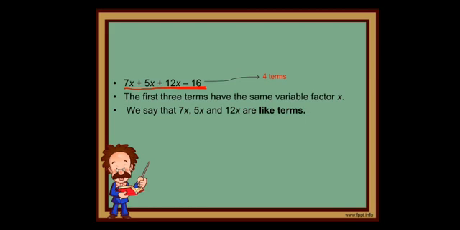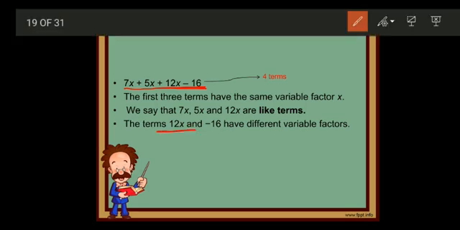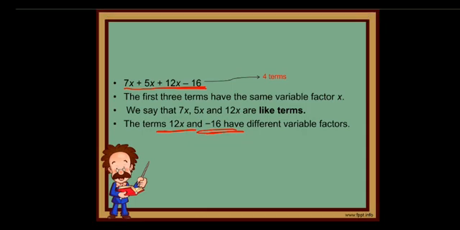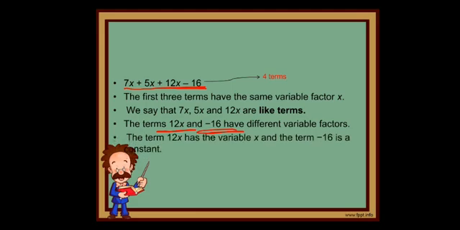And when you take 12x and minus 16, they have different variable factors. 12x has x as a variable factor and in minus 16 there is no variable. They have different variable factors, so they are called unlike terms. So when you take 7x, 5x and 12x, they have the same variable, so they are called like terms. But when you take 12x and minus 16, they don't have the same variable factor, so they are called unlike terms.